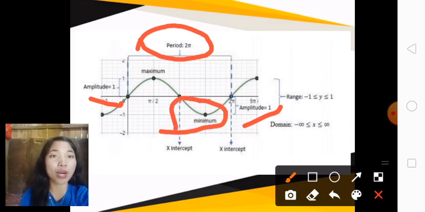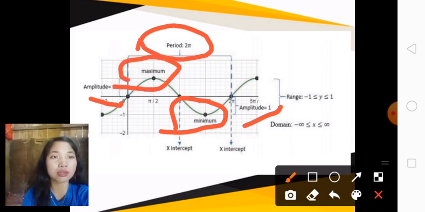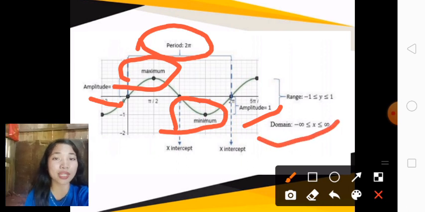It is negative 1. The maximum is 1. The domain is from negative infinity to positive infinity.